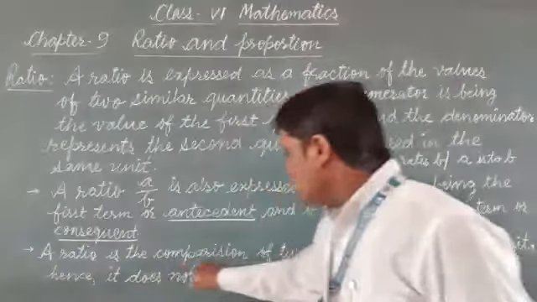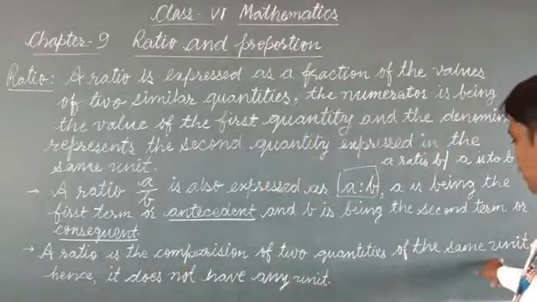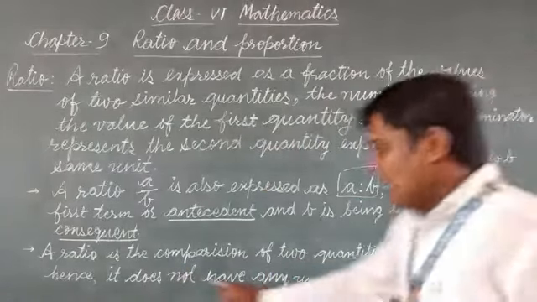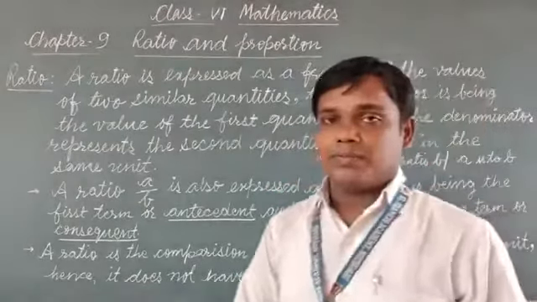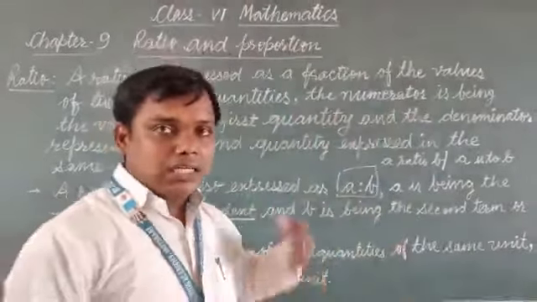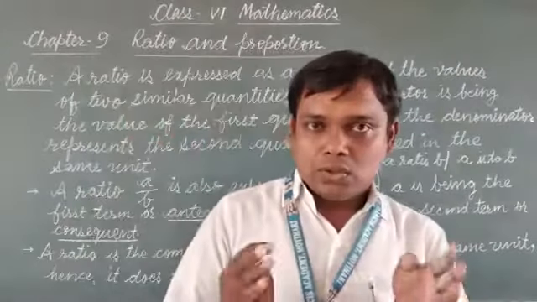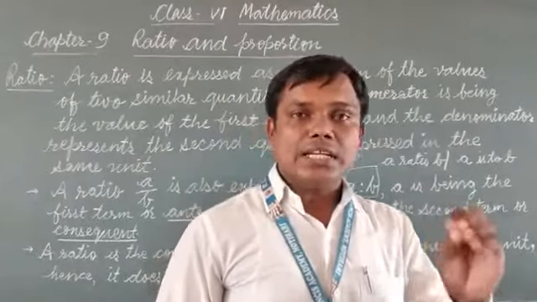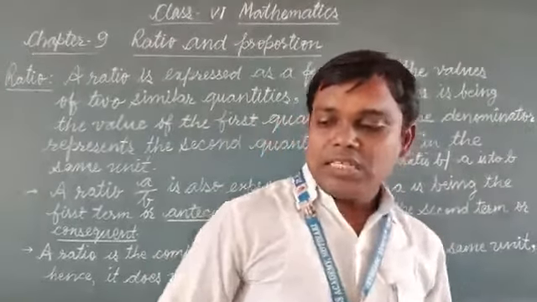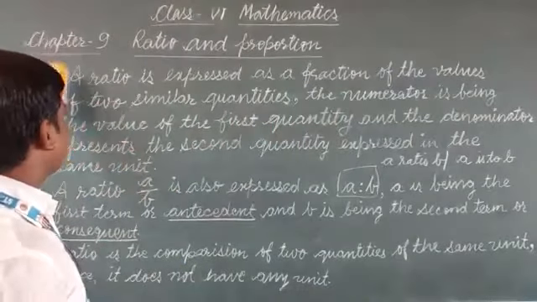A ratio is the comparison of two quantities of the same unit. Hence, it does not have any unit. As we are writing the ratio of two similar quantities, a ratio does not have any unit. Let us see an example of how to write antecedent and consequent.